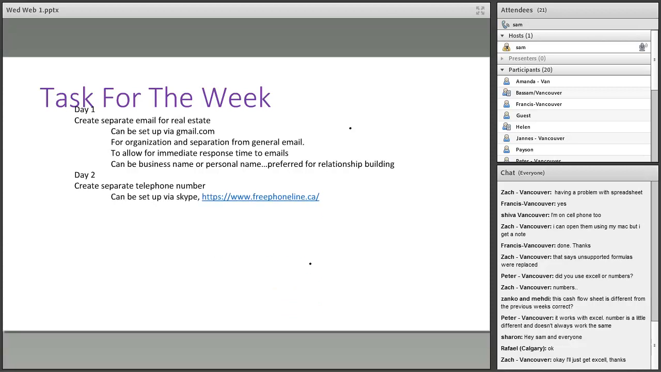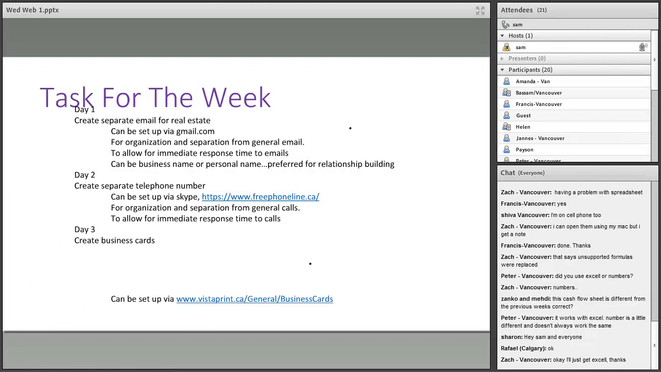So this is to create a separate telephone number. Create a separate telephone number. It can be set up via Skype, a free phone line. Comwave's another one that I use. It's no big deal. It's a few bucks a month. Keep receipts, obviously, of everything that you spend, but there are some free ones out there. Just create a separate line, so you know that's the line that you give to people for your real estate business. Okay, just again separating it from the group of the other things that we do.